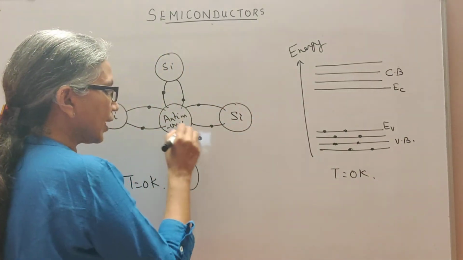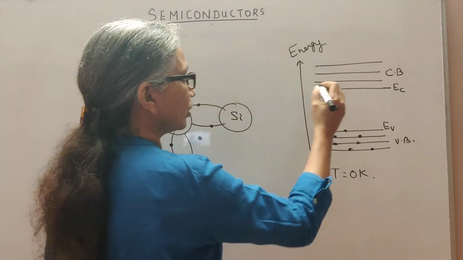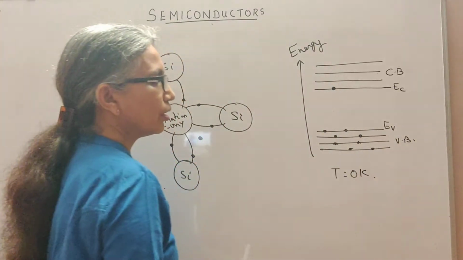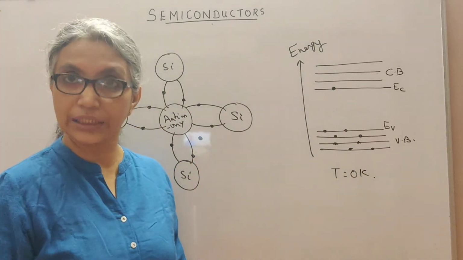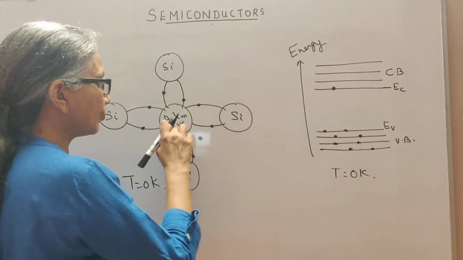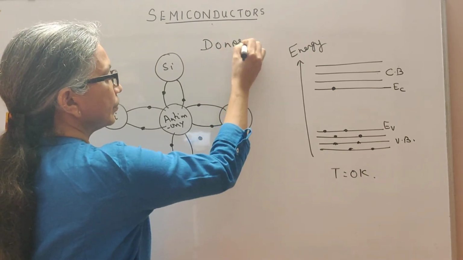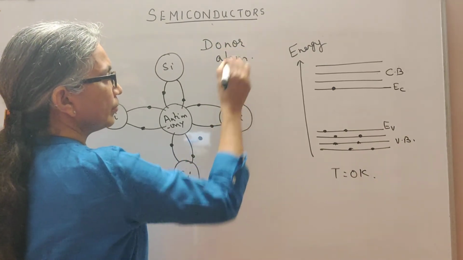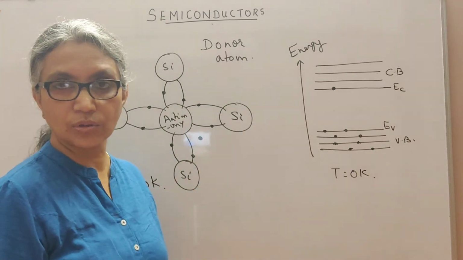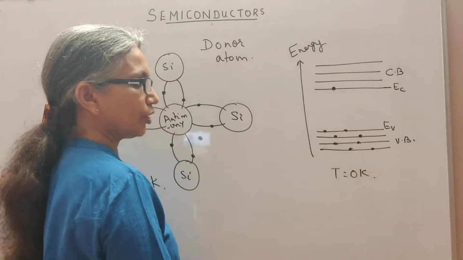But because of this antimony, we have one extra electron, and that extra electron, being a free electron, will appear in the conduction band. So at T equal to 0 Kelvin itself, we have an electron in the conduction band because of the impurity atom, which is called the donor atom. Because it is able to donate a free electron, it is called the donor atom, and that will appear in the conduction band already.